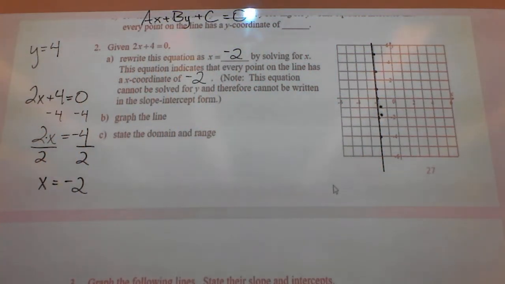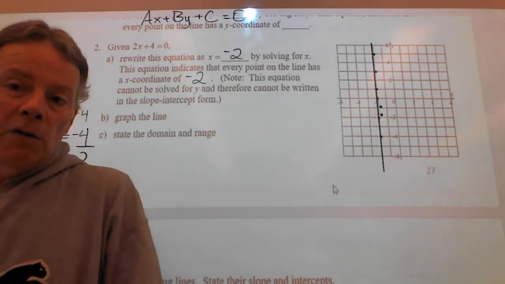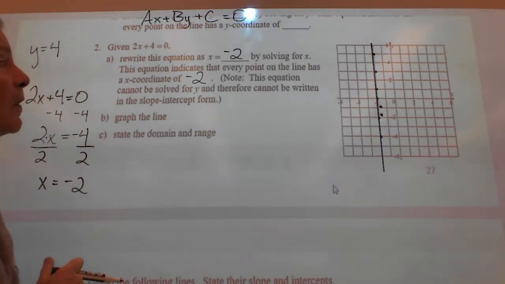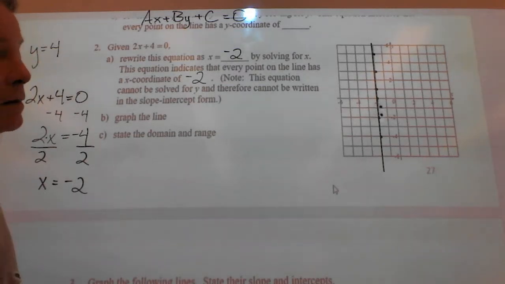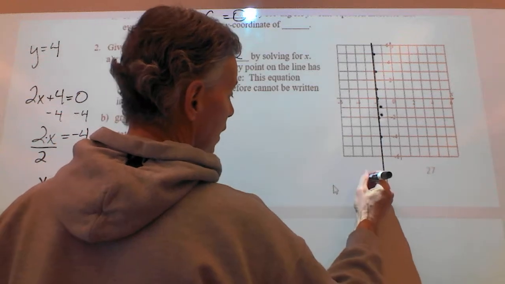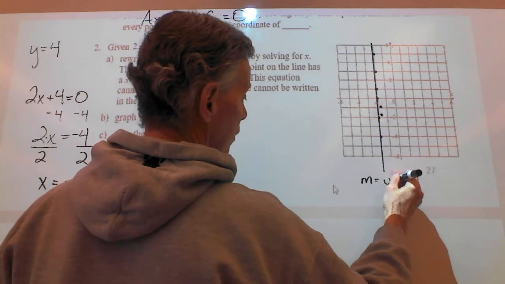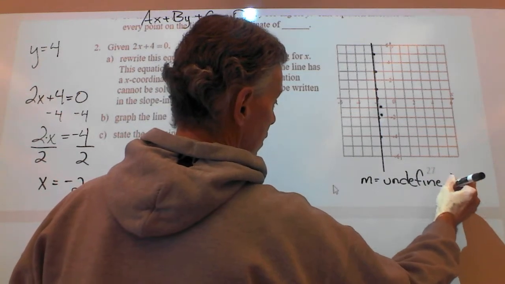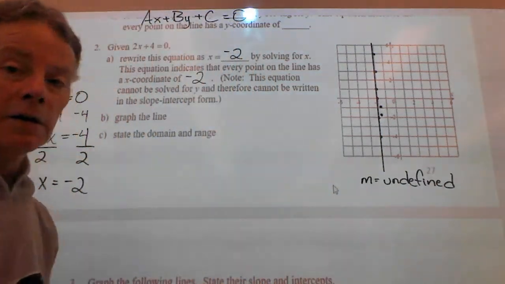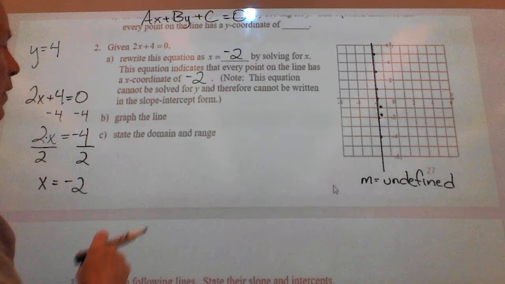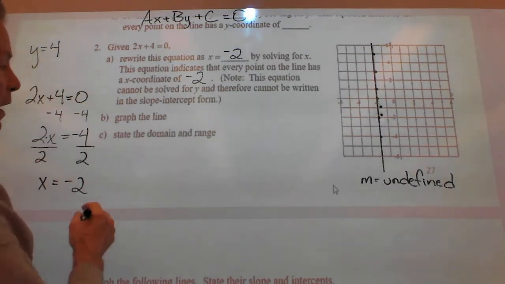Now, what's the slope of this line? We haven't talked about that. Okay? The slope of this line, being as it's a vertical line, slope is undefined. Okay? So the slope of a vertical line is undefined. Graph the line, we did. State the domain and range.